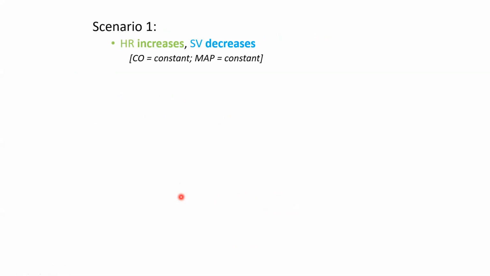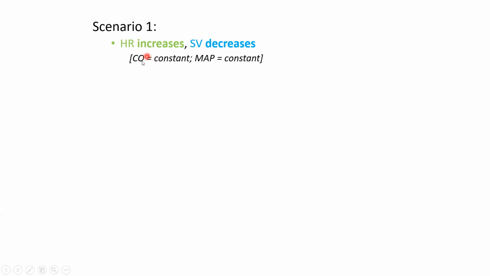So, scenario number 1. Heart rate increases, stroke volume decreases. You have a heart which is beating fast, but each beat is getting lesser volume out of the heart. Okay? This typically happens when only the heart rate increases and you don't have increased contractility with each beat.